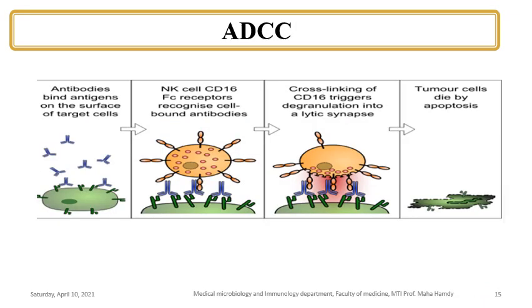ده example لل ADCC. ادي الcell expressing antigen, antibody will be formed, bind to the antigen, and the antigen antibody complex will be bound to the natural killer cells by the Fc receptor, and cross-linking of the receptor by the antibodies will lead to degranulation and formation of perforin and granzyme with destruction of unwanted cells, whether infectious or tumors or whatever.